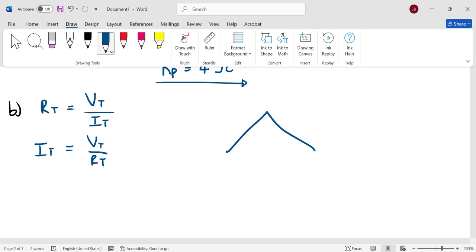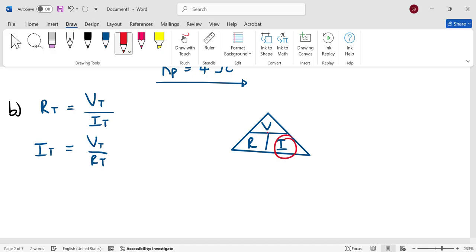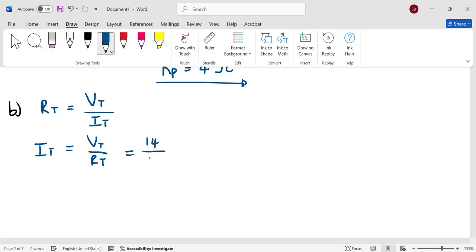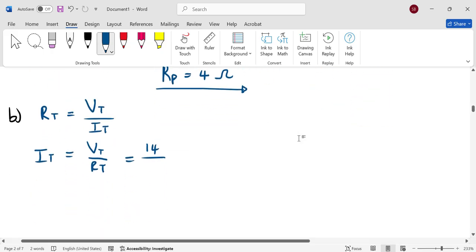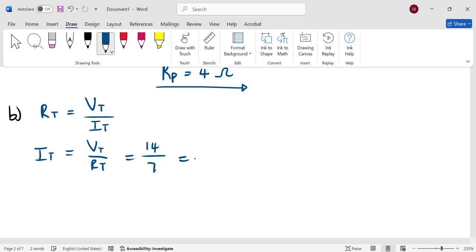I think you guys might also be familiar with this triangle that looks something like this, where there's an R there, a V there, and an I there. In this case, we are looking for I, so I is V over R. Some of you may be familiar with that. That's why I have V T over R T. My total voltage was 14 and my total resistance was calculated to be 7, so I divide and I get 2 amperes. So my total current is 2 amperes.